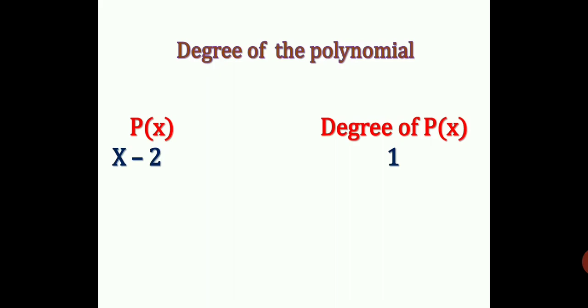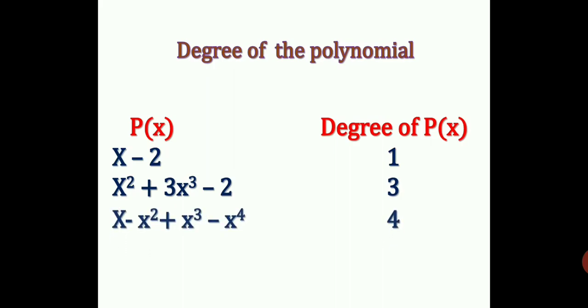Let me take some examples: polynomials and their degrees. x minus 2 is a linear polynomial because the degree is 1. Next is x square plus 3x cube minus 2. Here there are two powers, 2 and 3, so the highest power is 3 and the degree is 3. Next example is x minus x square plus x cube minus x to the power 4. Here there are 4 powers, 1, 2, 3 and 4, so the degree of this polynomial is 4.